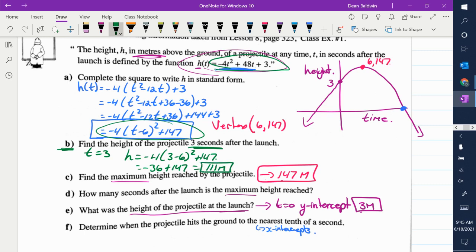So at 3 seconds, when t is equal to 3 seconds, I'll just mark 3 seconds, it's saying this number is 111. That's how high it is.